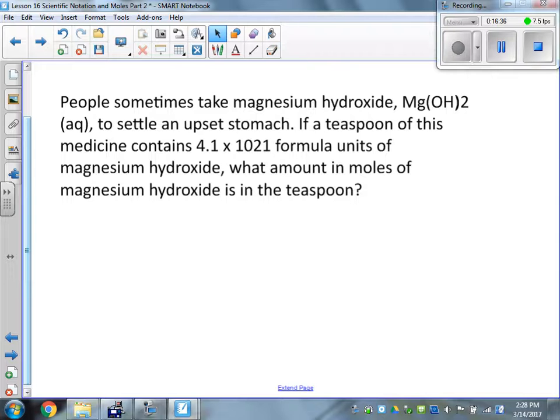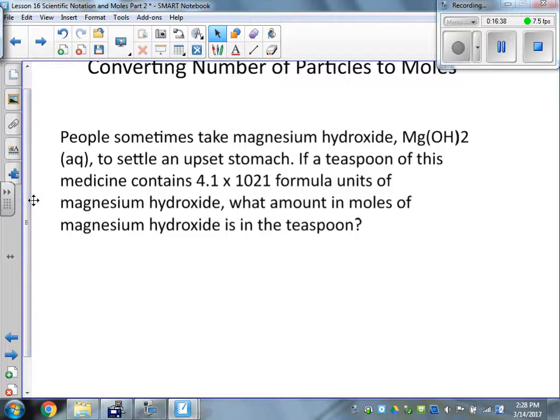Okay. So like I said, this will be about the bottom of page 2. Converting number of particles to moles. Now, this is kind of the opposite sometimes, so we have to be able to do both. So it's important, like I said, that we always start with the ratio and we know where we're putting numbers.